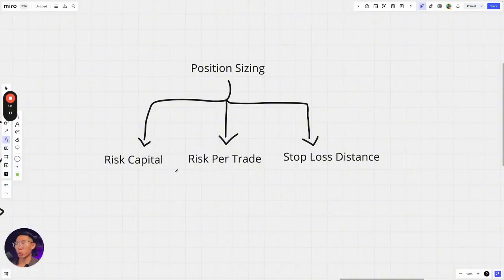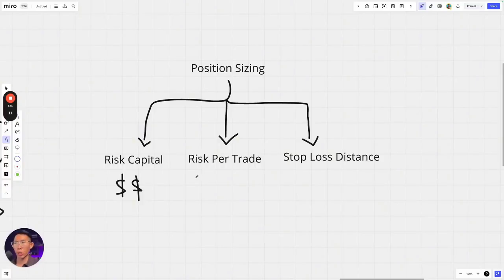So once again, it comes down to 3 factors right here. To answer the question, what is the correct lot size that you should be using on each trade, you need to take into account these 3 factors. Let's go through them one by one. The risk capital is basically how much money you have inside your account balance. It could be $1,000 or $500 or $10,000. How much money you have inside your trading account, that is your risk capital.